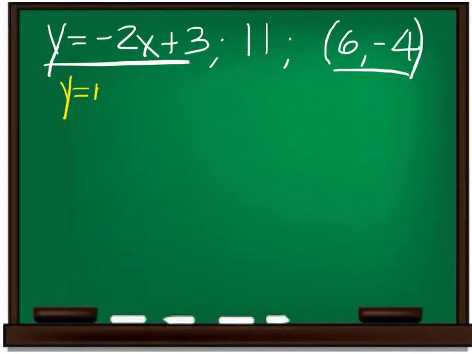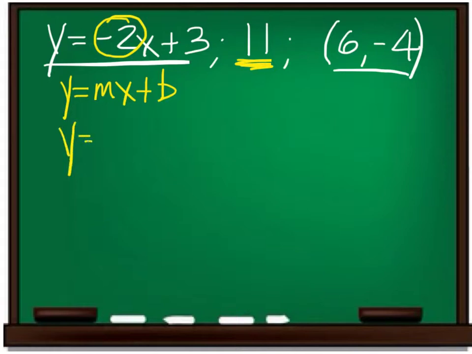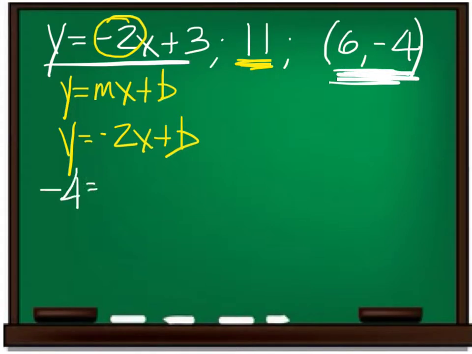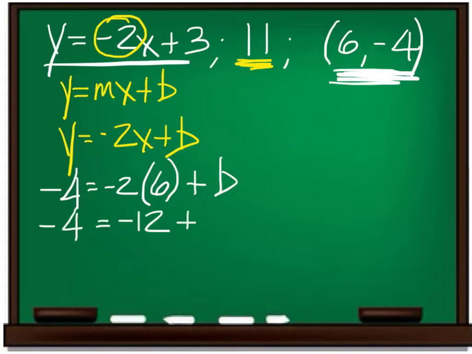Start with y equals mx plus b, and if you're looking for a parallel line, then use the same slope that is given to you in the problem. Y equals negative 2x plus b. Use the same slope. Then plug in this point, x y. Negative 4 goes in for y and 6 in for x. Once you do that, you have to solve for b. So simplify this part to get negative 12, and then move it to the left, changing the sign, and simplify.